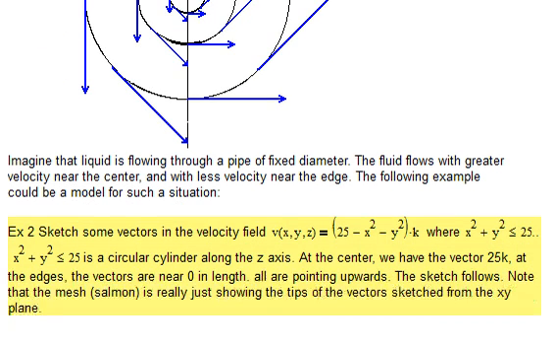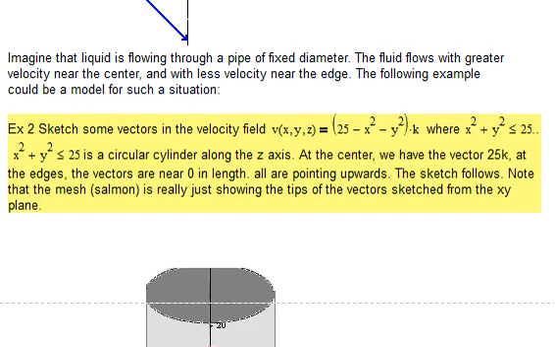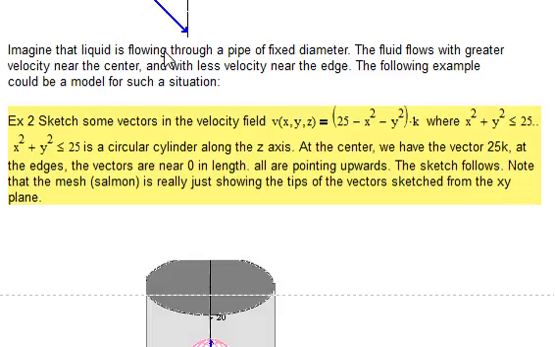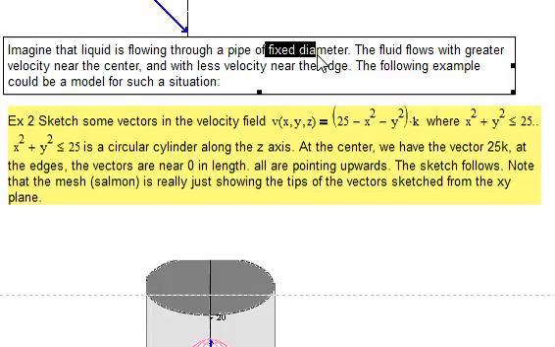Well, imagine that we have water or some kind of liquid flowing through a pipe with a fixed diameter. Then the fluid flows with greater velocity near the center and with less velocity near the edge, because at the center there's no friction like there would be at the edge. Anyway, the following example could be a model for such a situation.